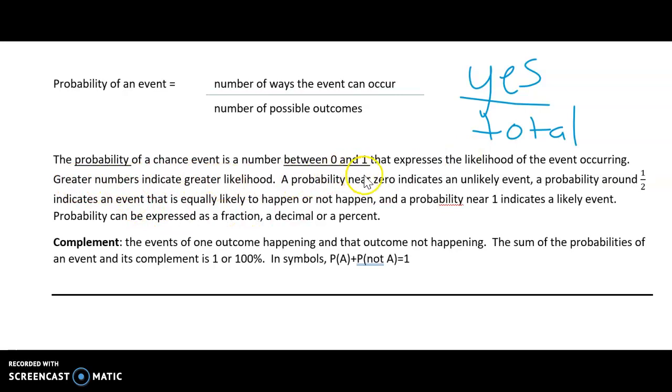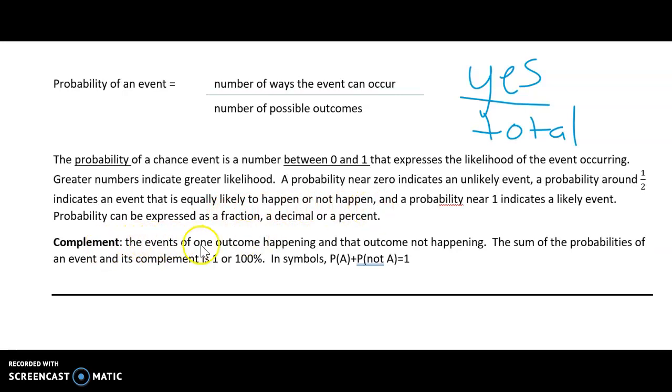A probability near 0 is an unlikely event. A probability around half indicates an event is equally likely to happen or not happen. And probability near 1 indicates a likely event. Probability can be expressed as a fraction, decimal, or a percent.